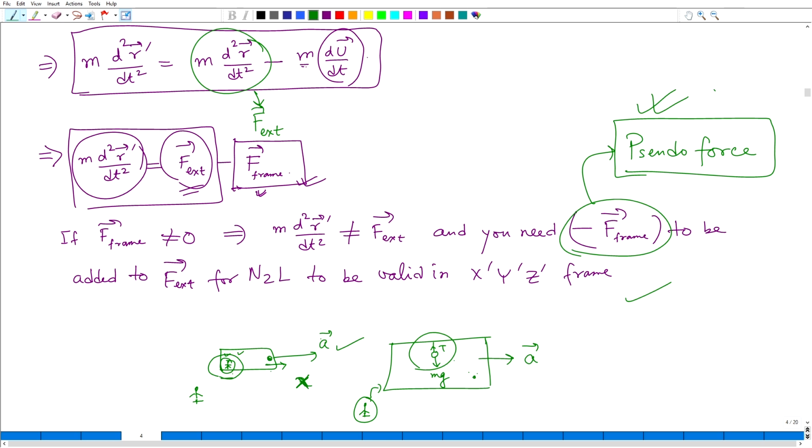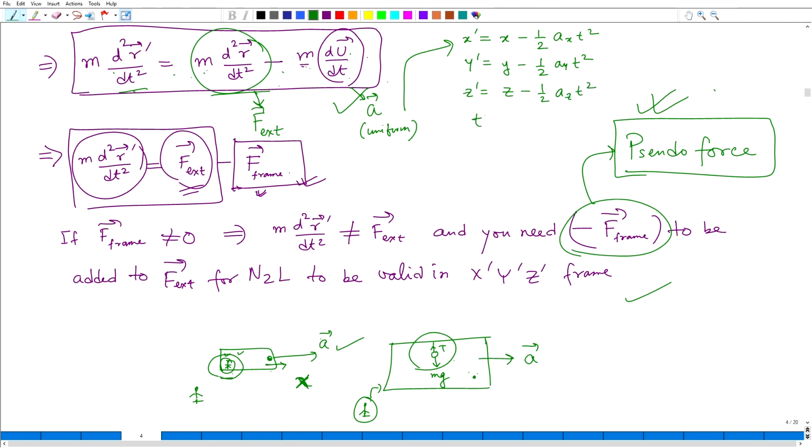Finally, just to conclude, if I have this type of equation, m d2r'/dt2 is equal to m d2r/dt2 minus m du/dt, I can say that this is the acceleration. For the time being, I can think of a uniform acceleration. If the acceleration is uniform, then just like the Galilean transformation, a much more general transformation would come into play here, and one can show that the corresponding space coordinates will be related simply by x' is equal to x minus half a_x t squared, y' will be equal to y minus half a_y t squared, and z' will be equal to z minus half a_z t squared. And of course, finally t' is equal to t.